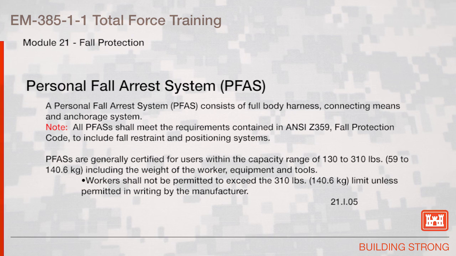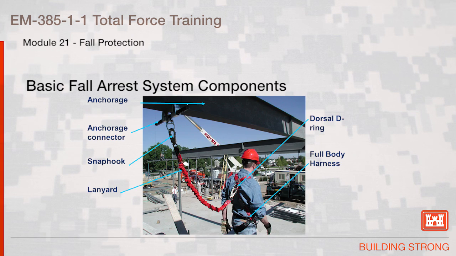Personal fall arrest systems are generally certified for users within the capacity range of 130 to 310 pounds, including the weight of the worker, equipment, and tools. Workers shall not be permitted to exceed the 310-pound limit unless permitted in writing by the manufacturer.